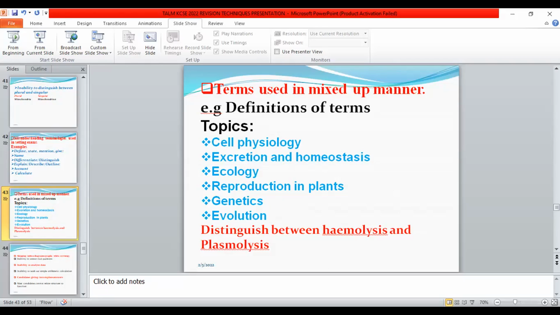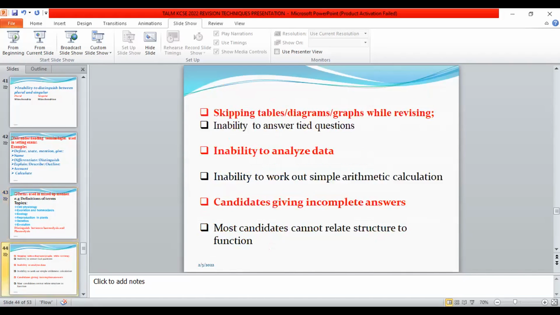The other area is on genetics, and then we have evolution, where our students will not know the difference between homologous structures, analogous, convergent evolution, divergent evolution. So we need now to let our students master the content in those areas so that they can know when to use them. Let's go to the other reasons. The next slide.